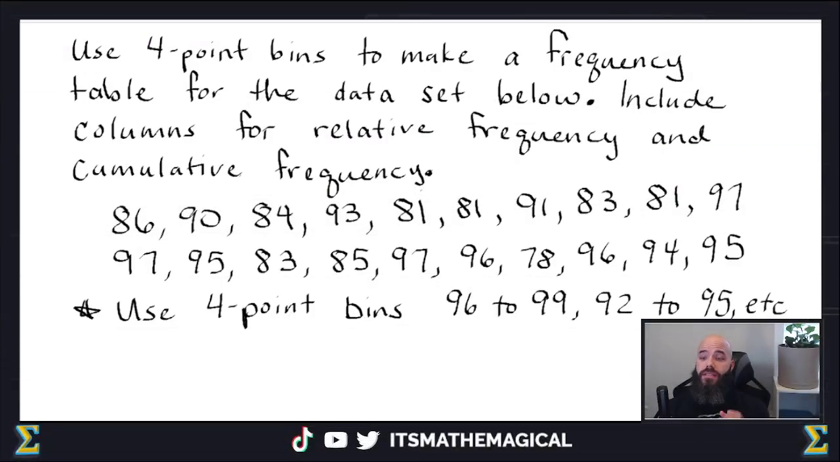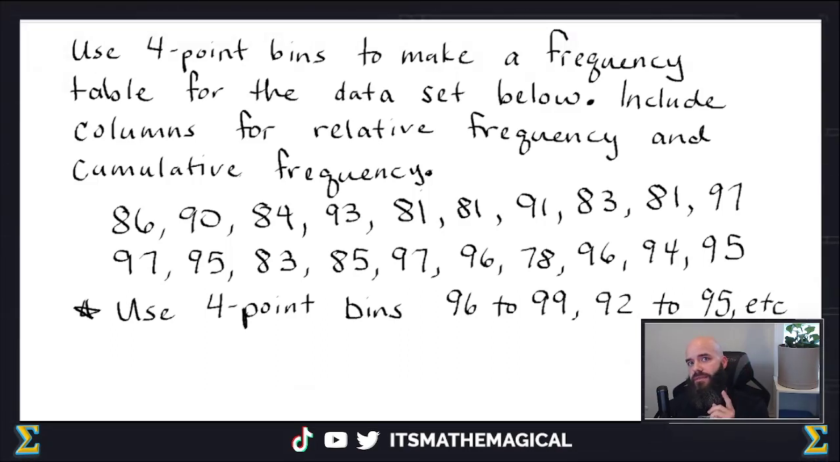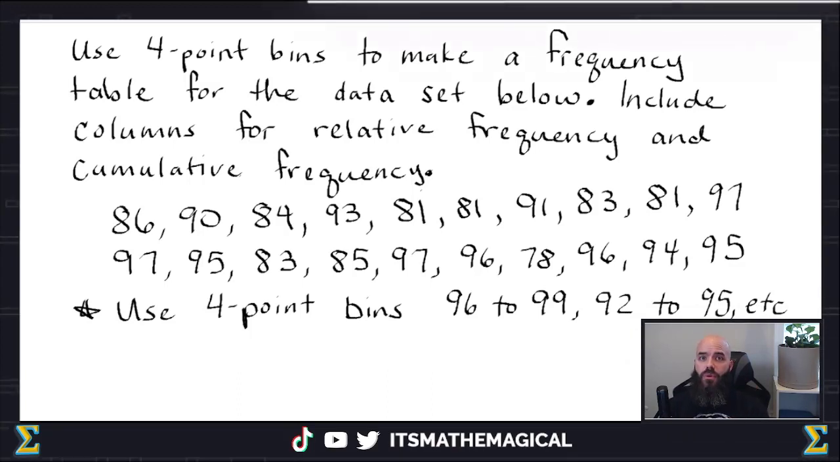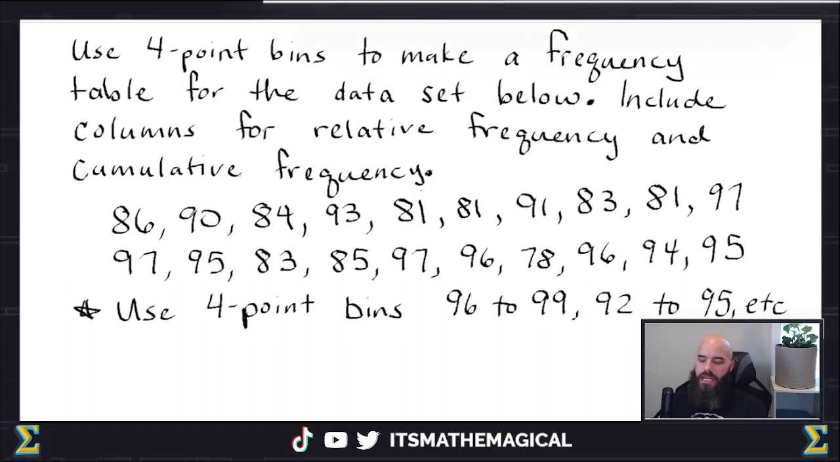Use 4-point bins to make a frequency table for the data set below. Include columns for relative frequency and cumulative frequency. Okay, so our frequency table in general has two columns, but we want to add two more columns to include the relative frequency and the cumulative frequency. This data set has 20 data points. If you look at the data points themselves, 86, 90, 84, 93, 81, 81, 91, and so on, we could say that this data set represents scores on a test.